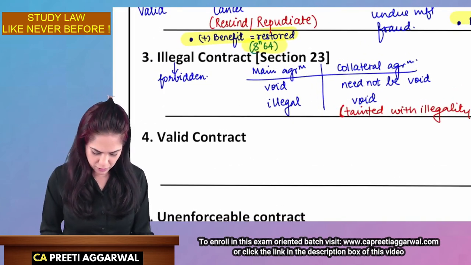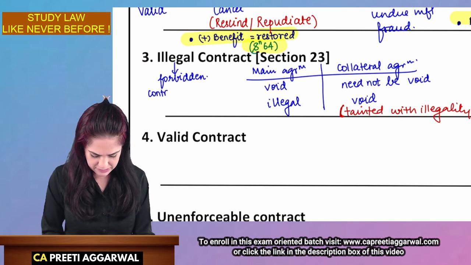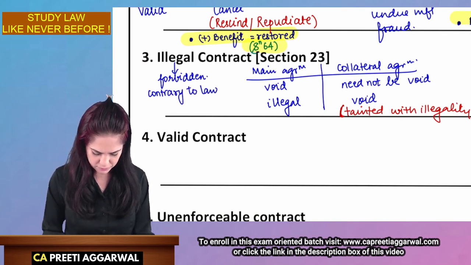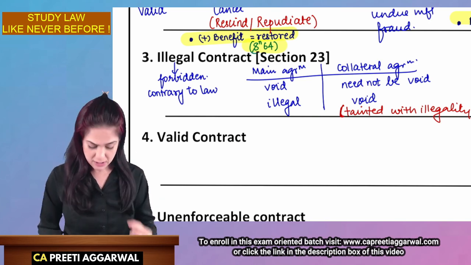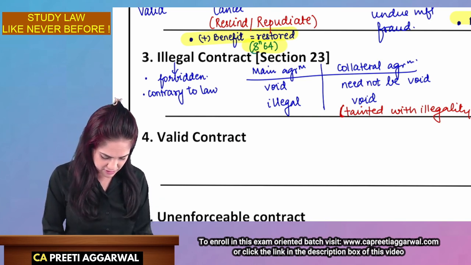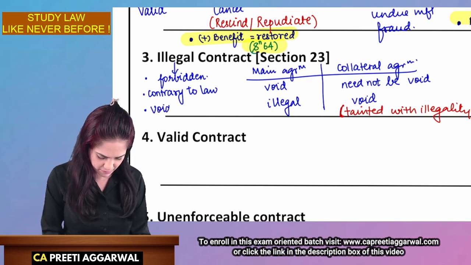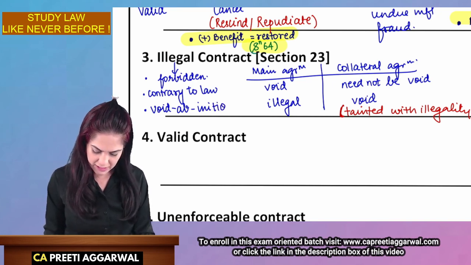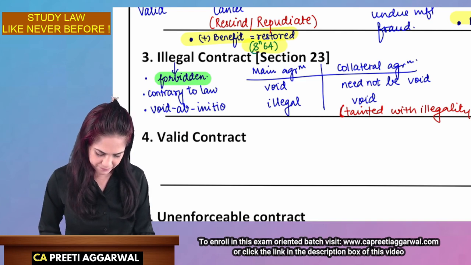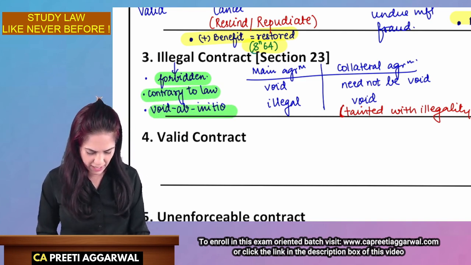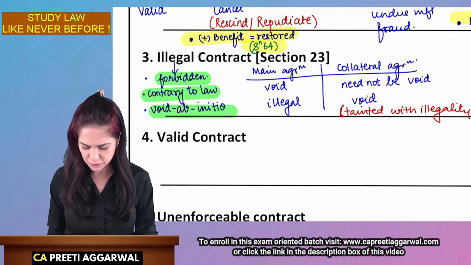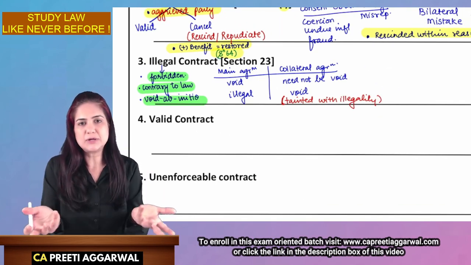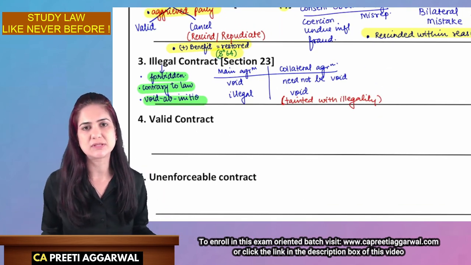Illegal is either forbidden or you can write contrary to law. It means the same. Contrary to law. Law forbids you to make. These illegal, these are the keywords. It is nothing but void ab initio. These are my key points. Illegal means it is forbidden by law, contrary to law, and it is void ab initio. So, see how I am able to revise all the key points so easily.